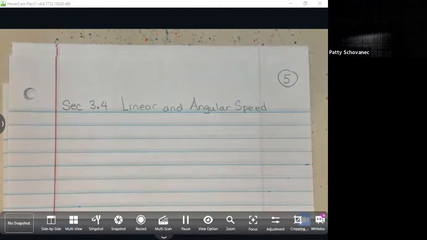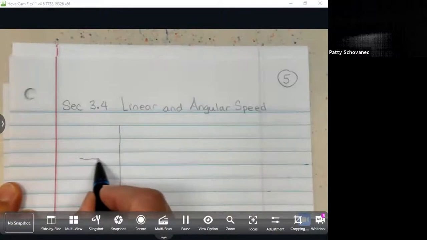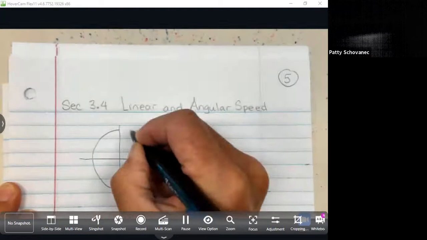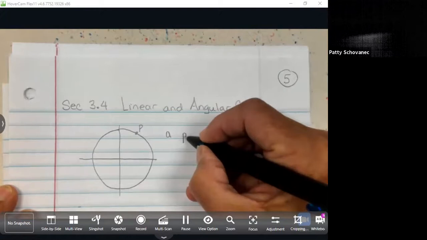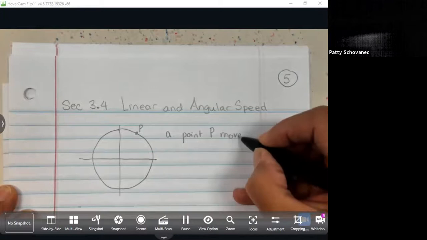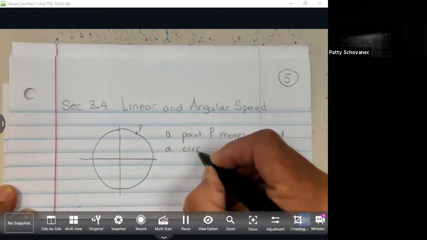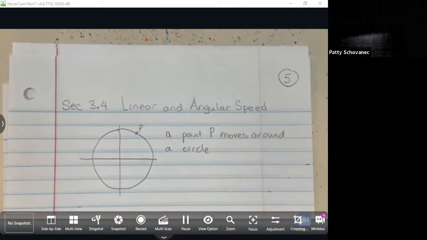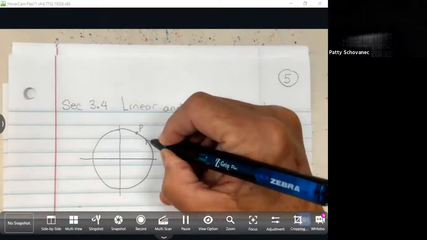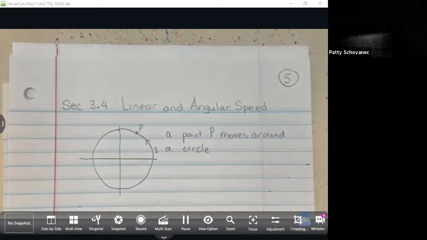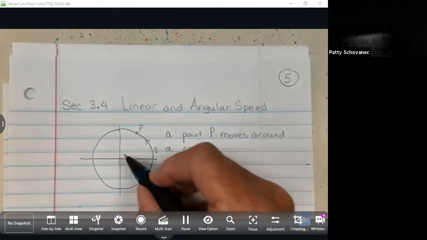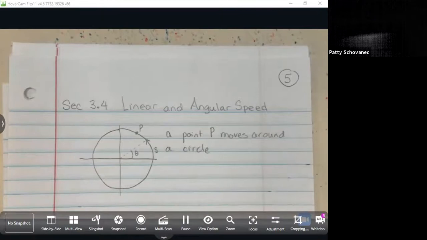So we're considering a point P moving around a circle. If it moves counterclockwise, then this arc length S will have a positive measure. If it moves clockwise, then that arc length S has a negative measure, just like when we measure the angle that passes through there. If the point P is moving that way, then the angle has positive measure. If the point P is moving this way, the angle and the arc length have negative measure.